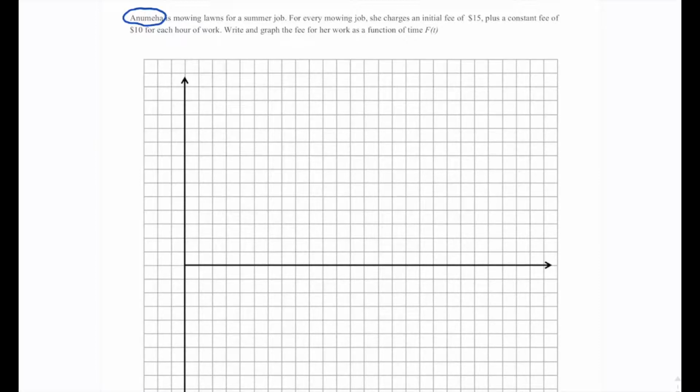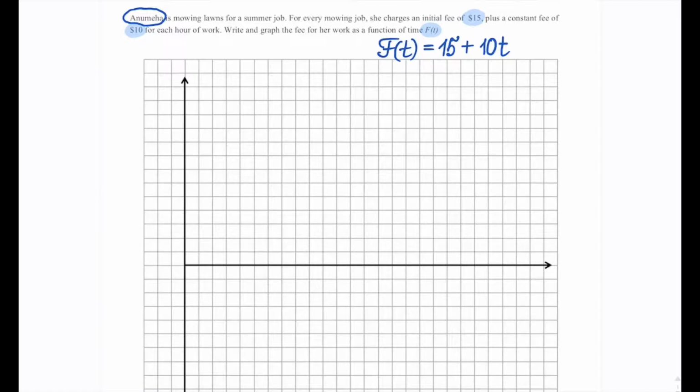I'm just going to call her Miss A. So this Miss A is mowing lawns for a summer job, and for every mowing job she charges an initial fee of 15 bucks plus a constant fee of 10 bucks per hour of work. 15 is going to be our starting point, our y-intercept on the graph. This is the function we're going for, and that's an important number here. That's the rate. So the function f of t, as a function of time, will have 15 as an independent constant number that doesn't depend on our variable, and then 10 is our rate times t, so 10t.